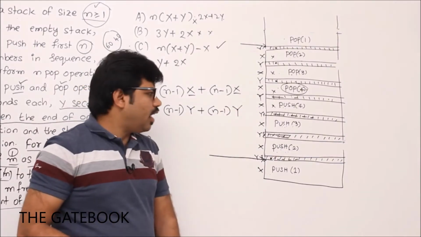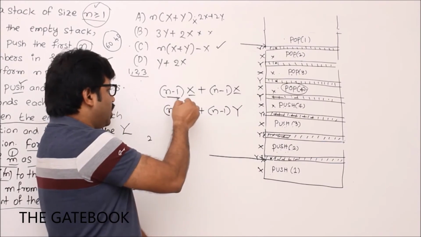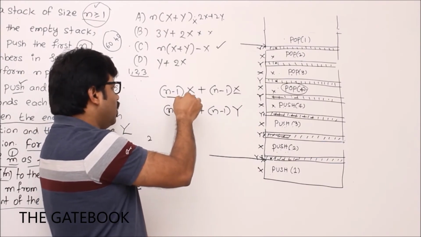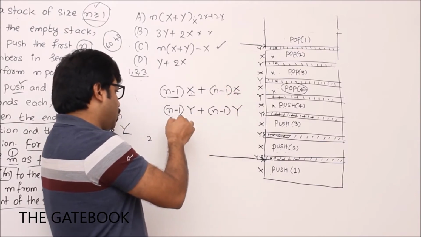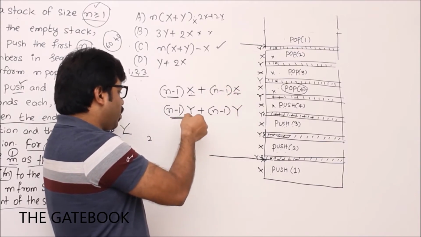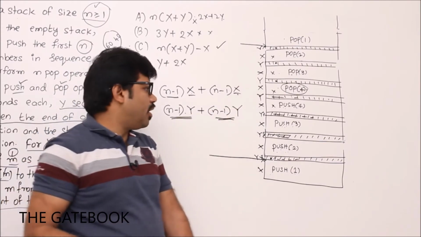Understand? So finally, I can say that all the remaining n minus 1 elements are pushed: n minus 1 x, for popping n minus 1 x, for the delay waiting after pushing is n minus 1 y, delay for waiting after pop is n minus 1 y.